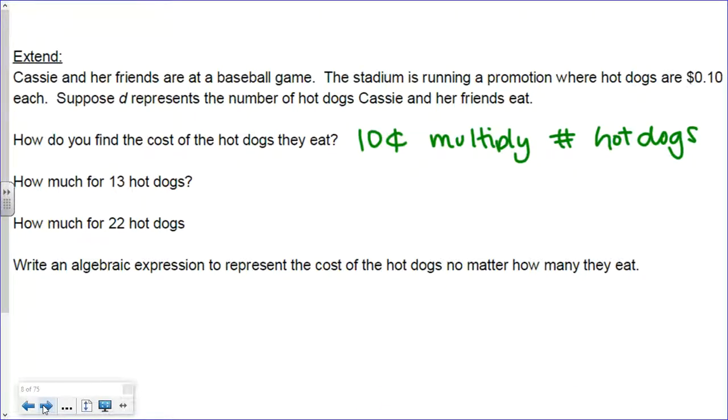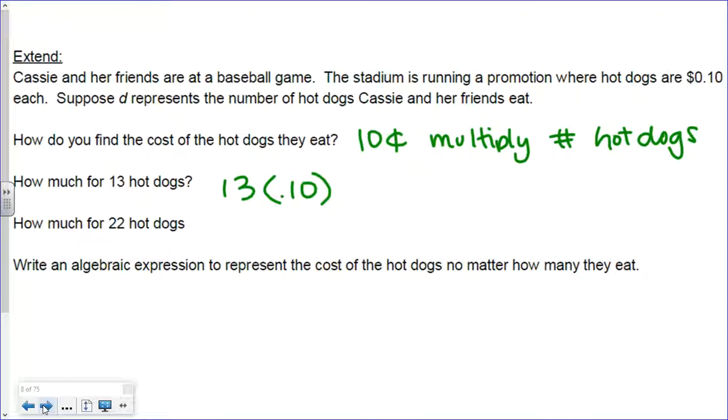Okay, so if I bought 13 hot dogs, what would you do? Times what? 0.10. Please don't make it a regular 10 because that's then now a $10 hot dog. That hot dog better be made out of gold for 10 bucks, right?